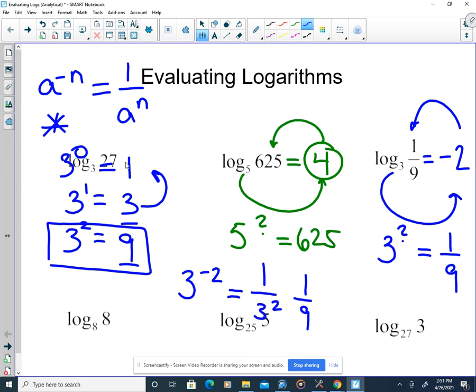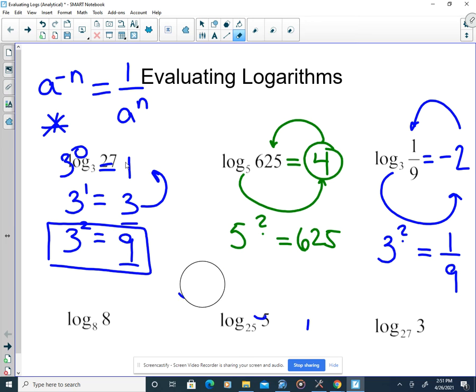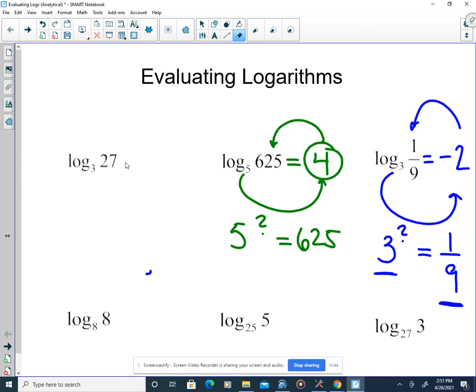So most of the time, when you have a problem like that third one, with a whole number here and a fraction over here, to make it match, you're probably going to have to use a negative exponent. Okay? So let's look at these last 3 examples.